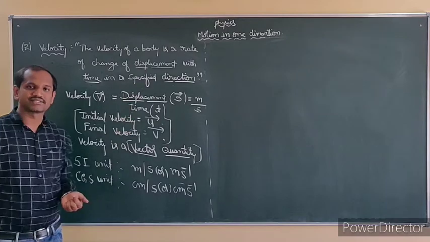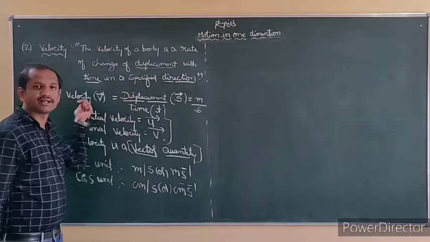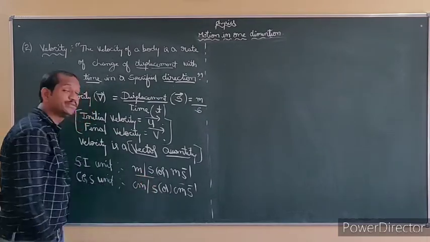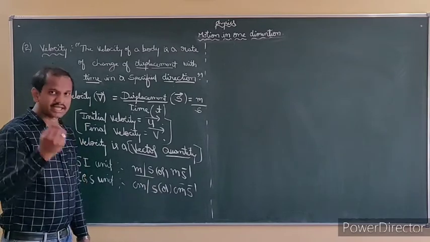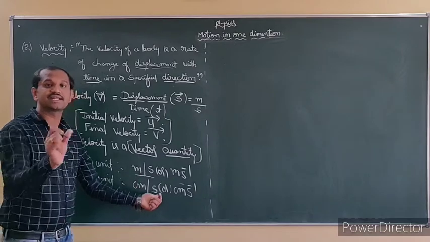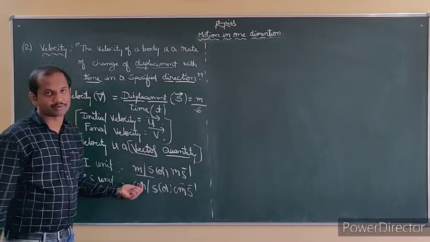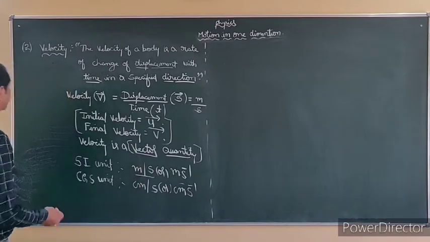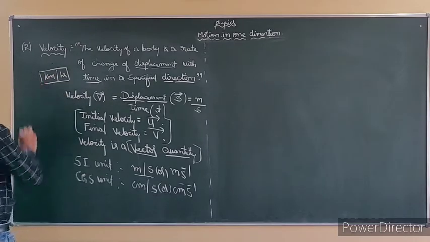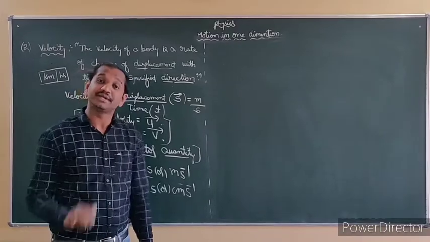In a numerical, sometimes a very simple numerical, they give you the displacement and time and ask you to find velocity. Remember, when we are solving a numerical, it should be in SI units. But sometimes they will not give it in SI units. They will give it in CGS units. The very first thing we need to do is convert from CGS to SI, then solve the problem. Understand? Sometimes they will give you kilometer per hour. This is not an SI unit. We need to convert from kilometer per hour to meter per second.